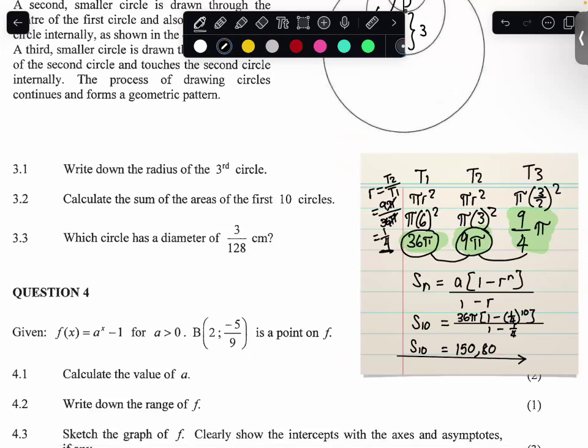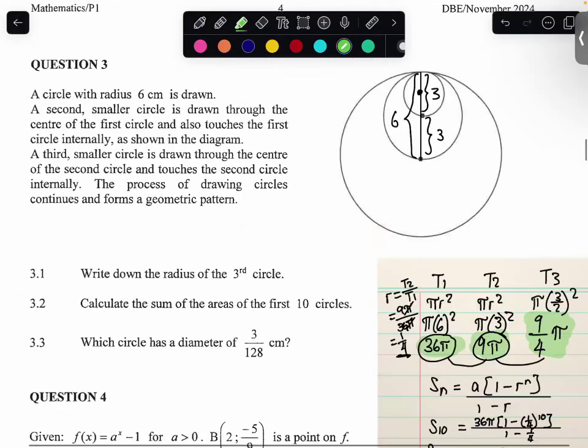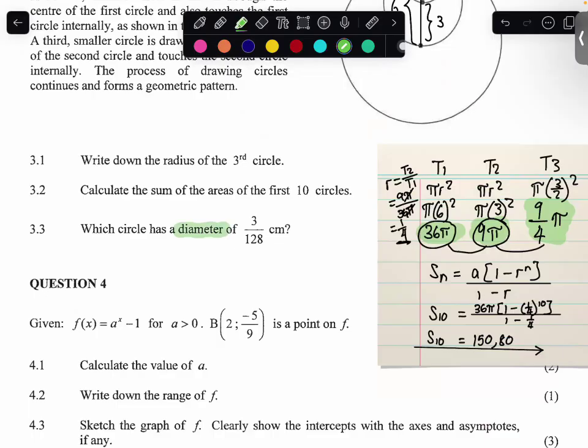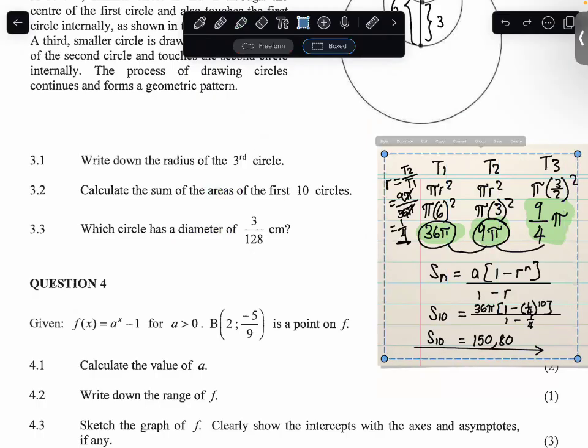The next question says, which circle has a diameter of 3 over 128 centimeters? So again, they're not asking me based off of the radius. They're asking me based off of a diameter. Just like in 3.2, they asked me a question based off of area. So I got the first 3 terms of the first 3 circles' areas. I need to do the same thing here in 3.3. They are asking me based off of diameter. So I'm going to form a sequence of the first 3 circles' diameters.